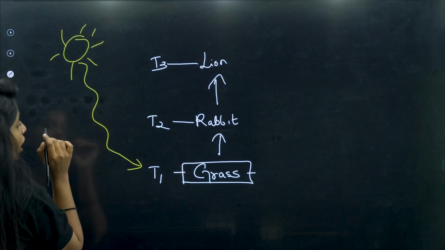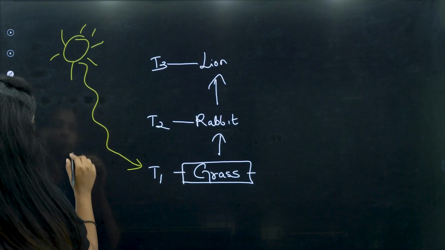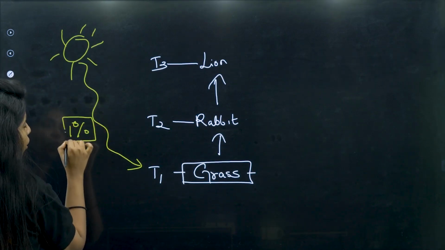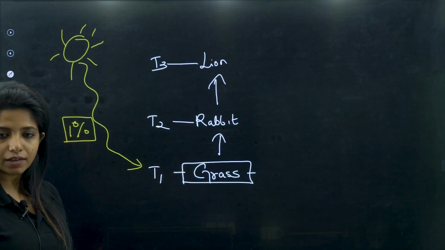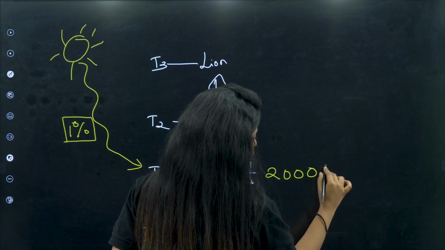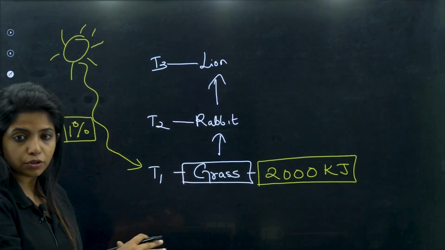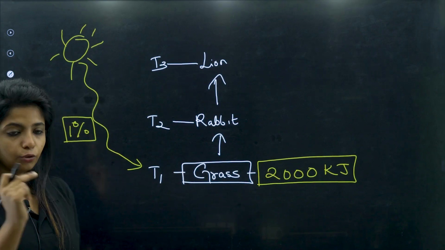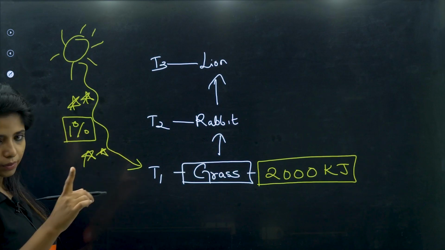Now how much of the sun's energy is taken by the grass, my dear children, the producers? Always remember, it is just 1%. It is just 1% of the whole solar energy that is being taken up by the grass. And suppose that 1% is 2000 kilojoules. When you say 1% of solar energy, probably it is 2000 kilojoules. Now you have to remember this first thing: sun's energy, it is always 1%.